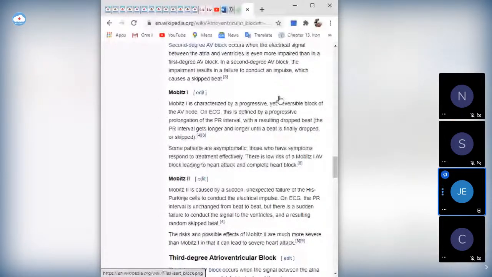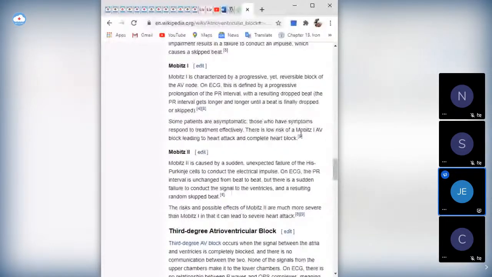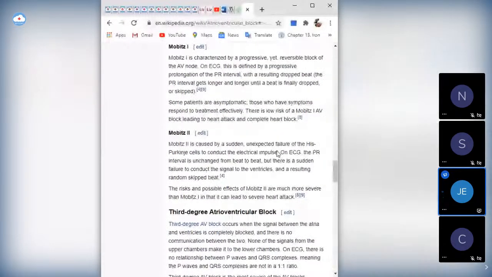Mobitz type 1 is characterized by a progressive yet reversible block of the AV node. On ECG, this is defined by a progressive prolongation of the PR interval resulting in a dropped beat. The PR interval gets longer and longer until the beat is finally dropped or skipped. Some patients are asymptomatic. Those who have symptoms respond to treatment effectively. There is low risk of Mobitz type 1 leading to heart attack and complete heart block. I think type 3 is complete heart block.